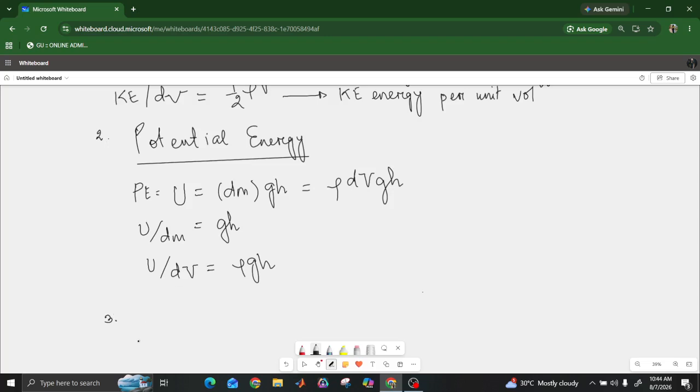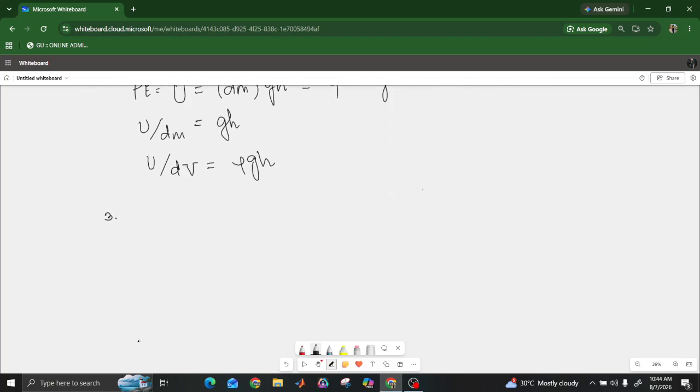Now we'll see the third type of energy, that is the pressure energy. For pressure energy, let's consider a piston here. I'll explain how it's done. From here to here, then I draw a piston like this.